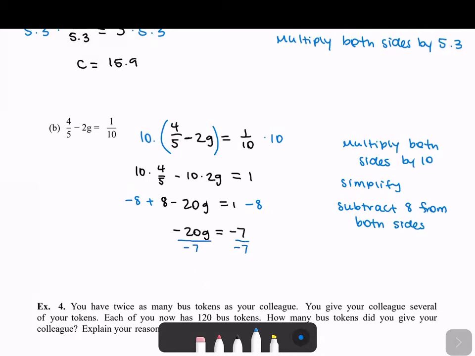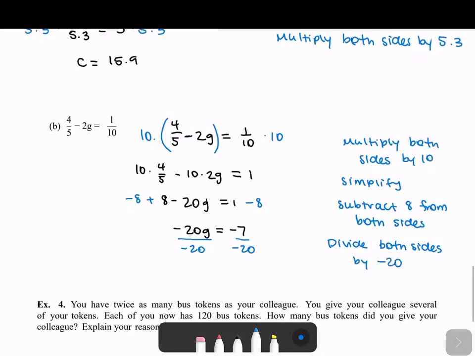And then lastly, we are going to divide. Why are we dividing by negative 7? We should be dividing by negative 20 to get g by itself. So we are going to divide both sides by negative 20. And we should get g equals 7/20. Okay, so that is what we get.